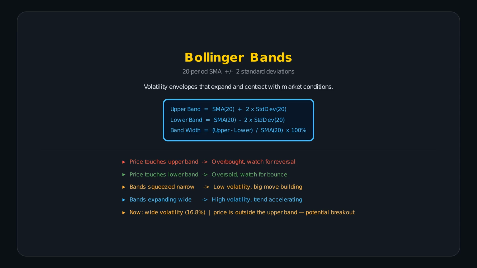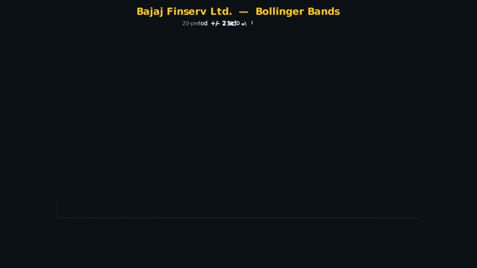Touching the upper band signals the stock is stretched, potentially overbought. Touching the lower band signals the stock is oversold, a potential bounce. The band width percentage tells you exactly how volatile the market is right now. Here is the Bollinger Band chart for Bajaj Finserv Ltd.